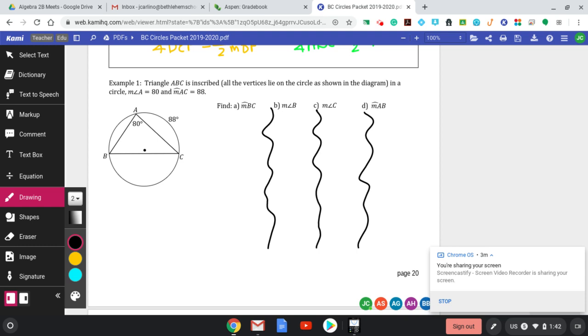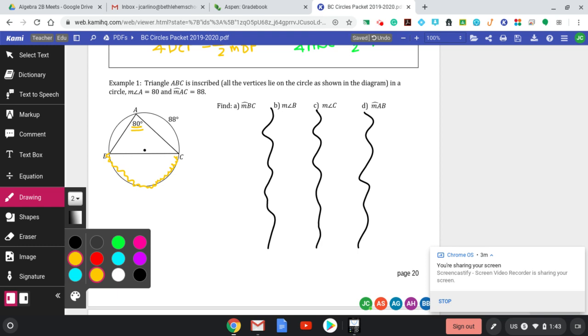Okay, so here we go. First one, arc BC. What is arc BC? Again, the measure, not the distance or the length, the measure of arc BC. So I'm looking for my angle in degrees. Well, if you take a look here, 80 is an inscribed angle, and it is drawn to that arc we're trying to find the measure of.